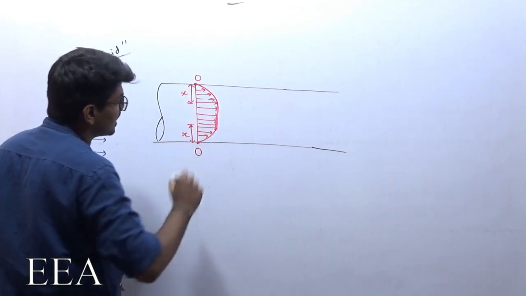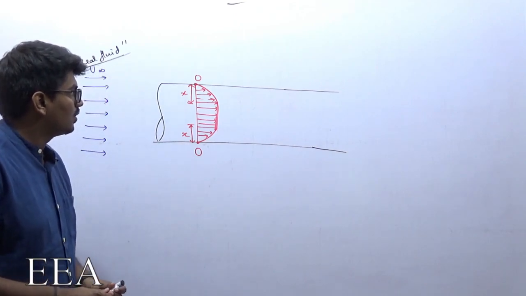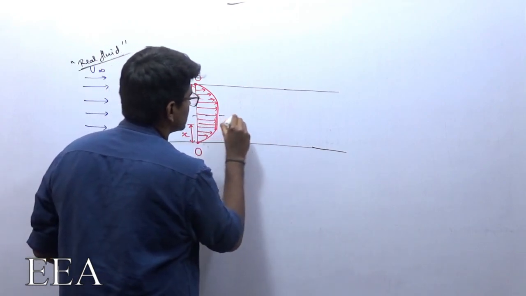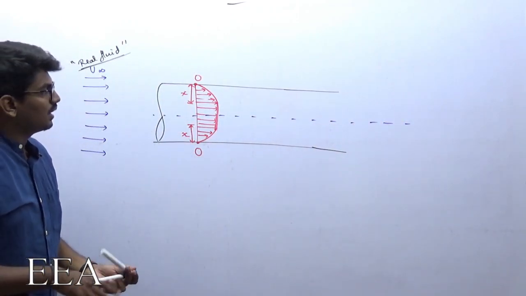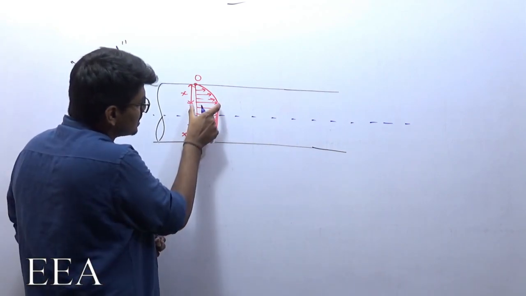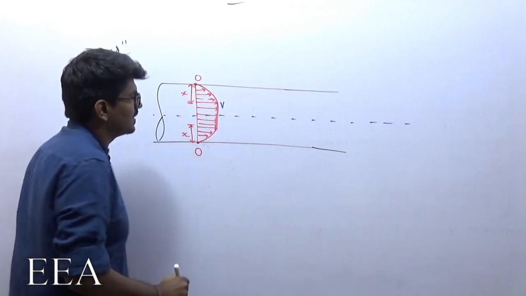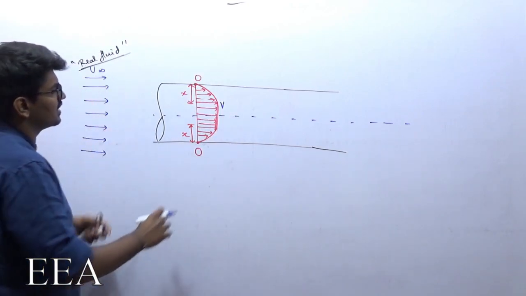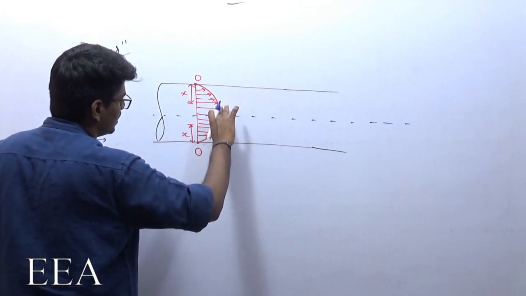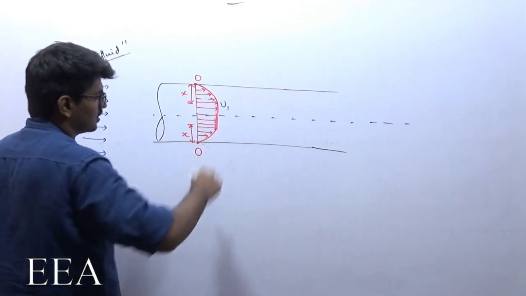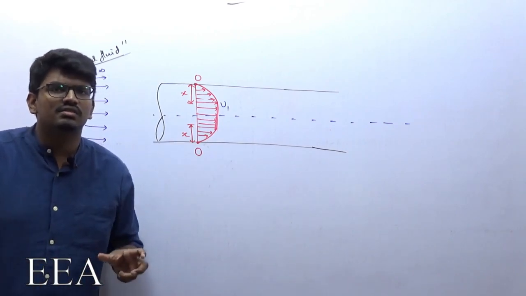Imagine it. Otherwise it's very difficult to observe this properly. Let me take this as the center of the pipe. Now let this constant velocity be u1, or else this is u infinity. Now my question is, try to pause the video and answer the question.